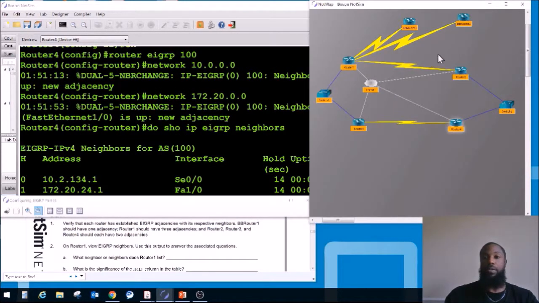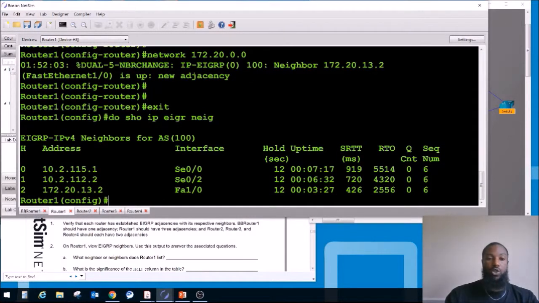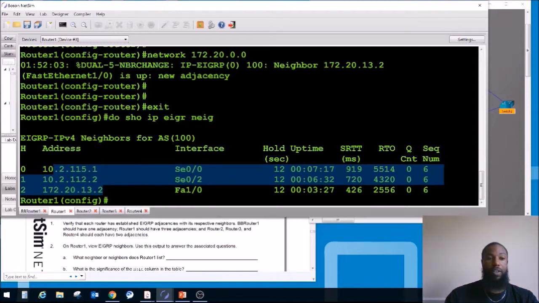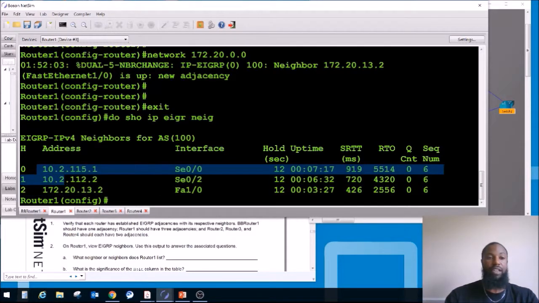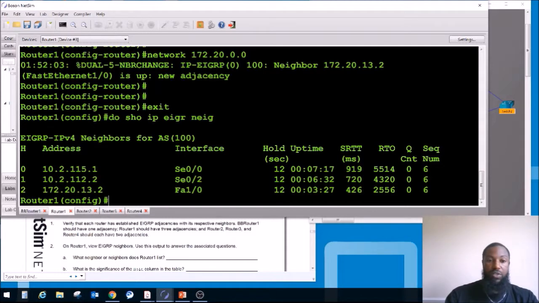Next one says on router 1. Let's go to router 1, which is that guy right there. View EIGRP neighbors. Use this output to answer the associated questions. We did that. We did show ip eigrp neighbors, and there's our neighbors, right? No, that's backbone router, right? Yeah, we're on router 1. He's got 3 neighbors. What neighbor or neighbors does router 1 list? There it goes. That's 1 neighbor, 2, and 3. That's his 3 neighbors.